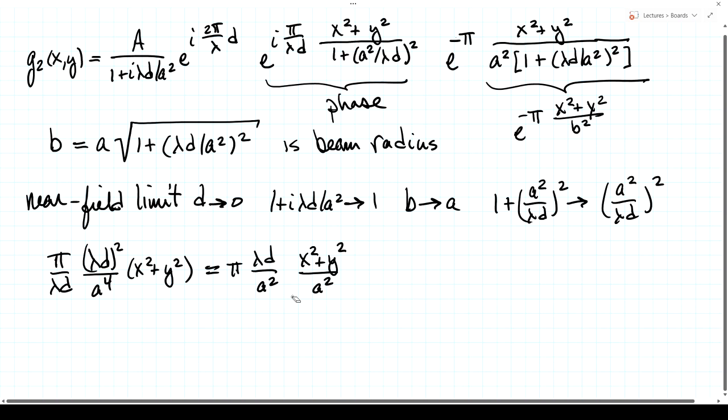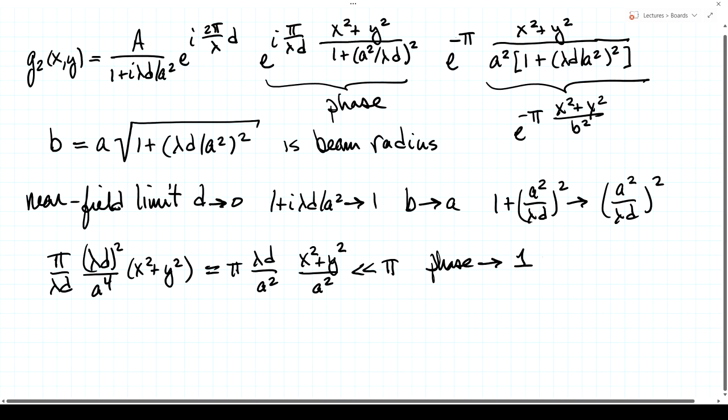Now, because everywhere the amplitude of the field, which is e to the minus pi x squared plus y squared over a squared, everywhere that's significant, x squared plus y squared over a squared is less than or equal to 1. So we could replace this by 1, as a worst case, and then we look at this term, and d is going to 0, so this is going to go to 0. And so in that limit, this phase is going to be much, much less than pi. So this will be e to the i, some phase much less than pi, and so essentially we can replace that by 1. So that phase term basically just goes to 1.